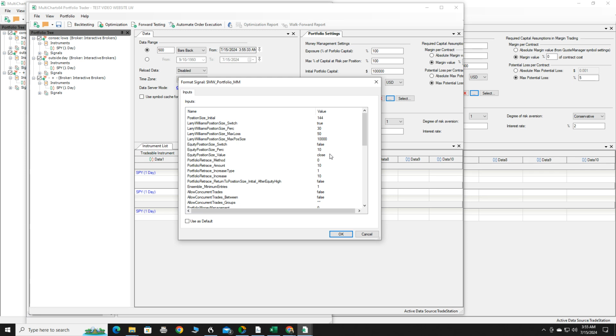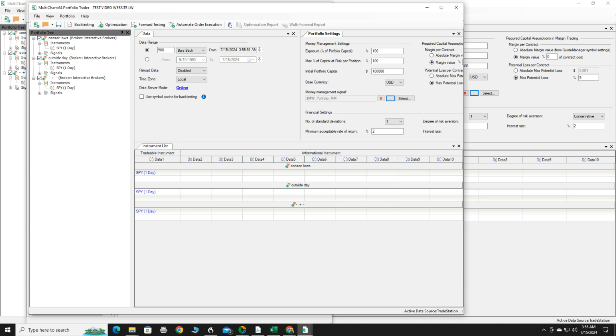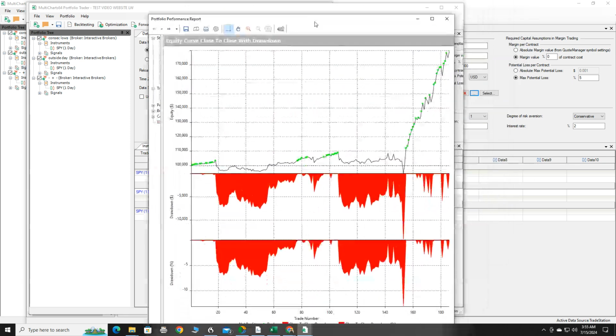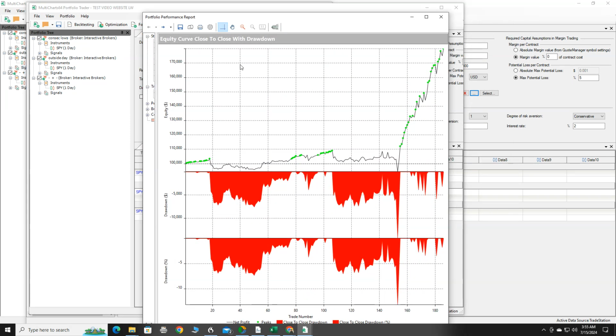So the 10,000 maximum position size, depending on your settings, it can go way above where you want to possibly be trading versus position sizing. So that just puts a cap on it. So as you can see, once we have that, we'll bring down the results. And this is the results.